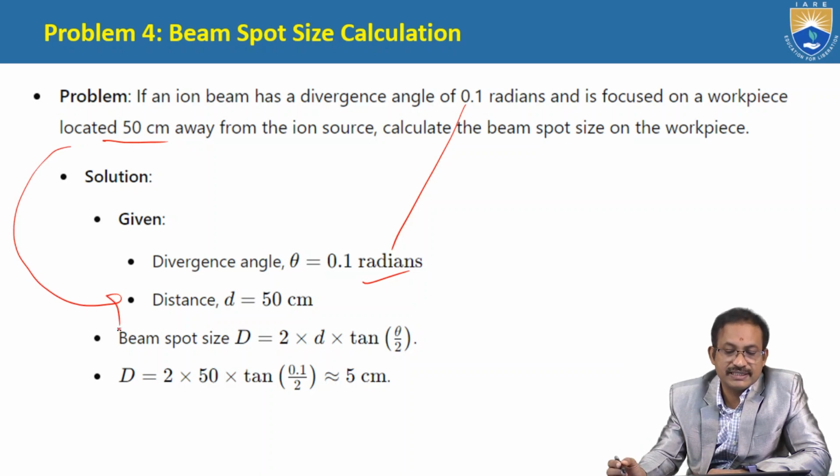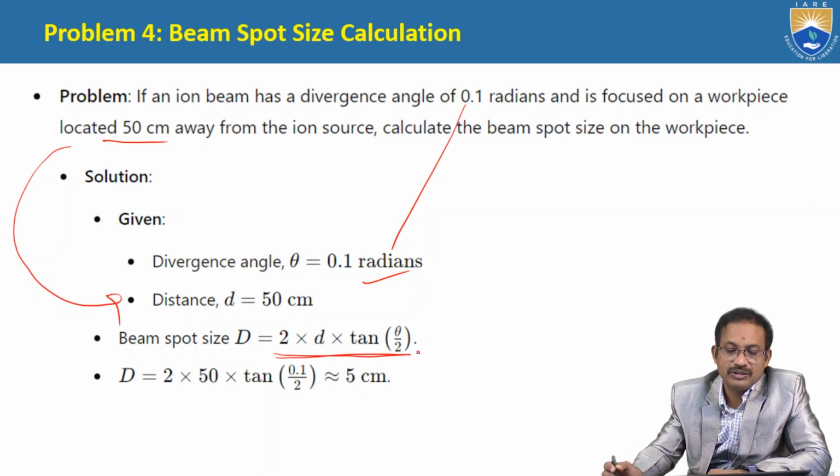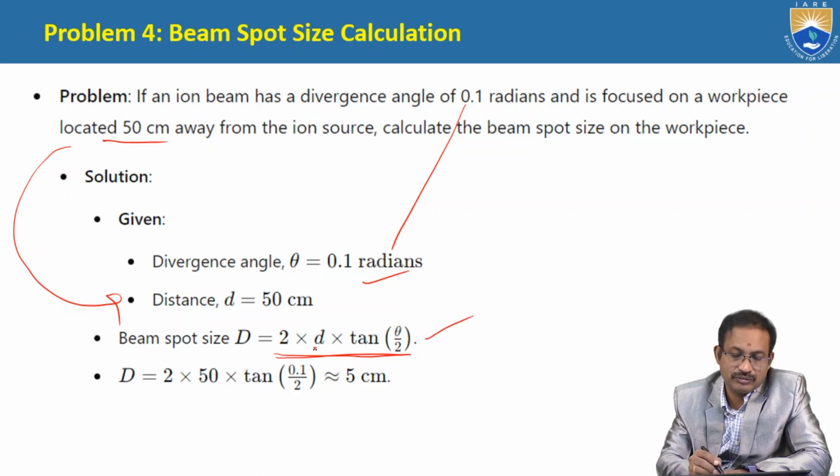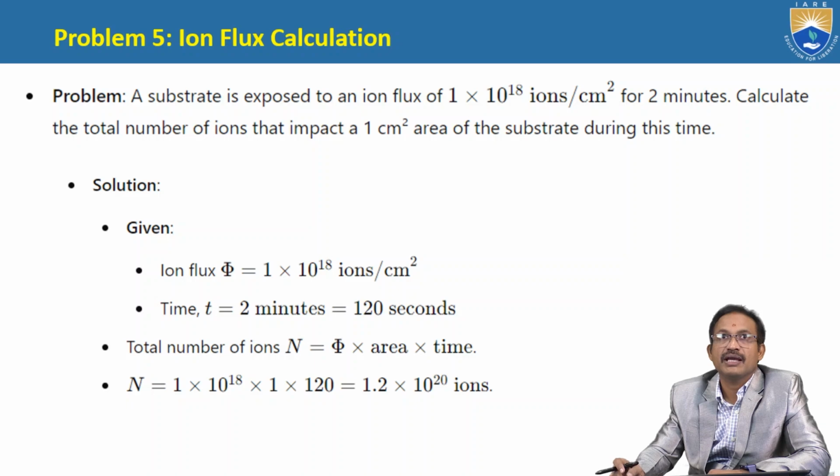Now, beam spot size D equals, we have the formula, 2 times D into tan theta by 2. So beam spot size equals 2 into D, which is given as 50 centimeters, into tan of theta by 2. Theta is 0.1 radians. So finally, we get 5 centimeters. Next, ion flux calculation.